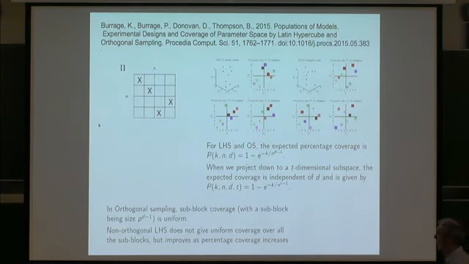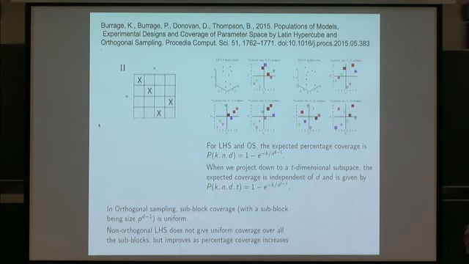So some people ask the question, well, does that matter? How well should you cover parameter space when you build your population of models? And the answer to that is it depends on the questions you're answering.